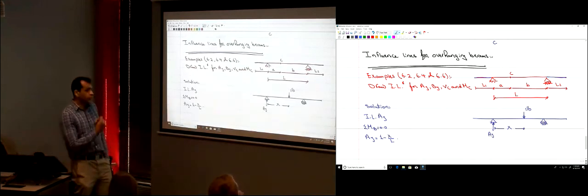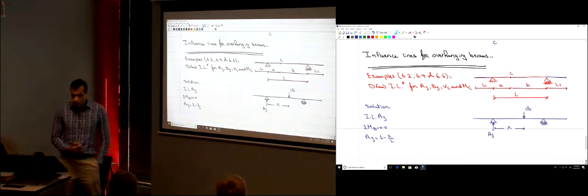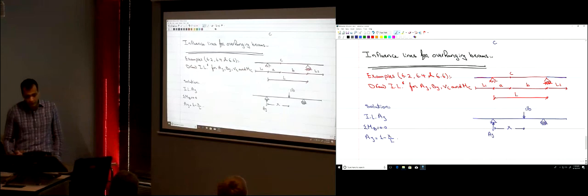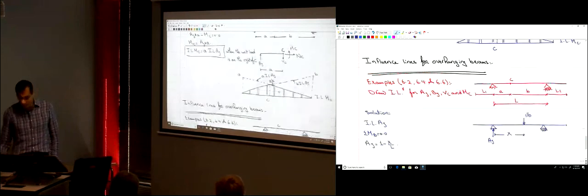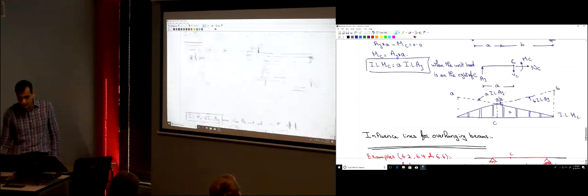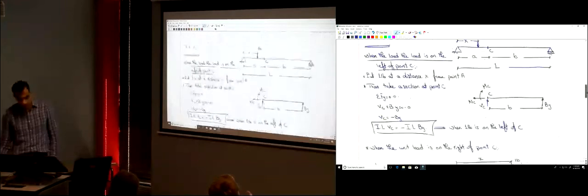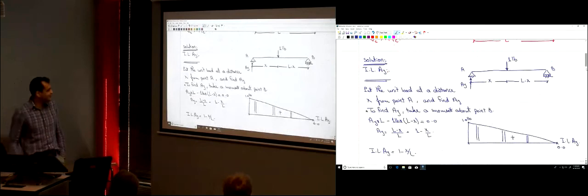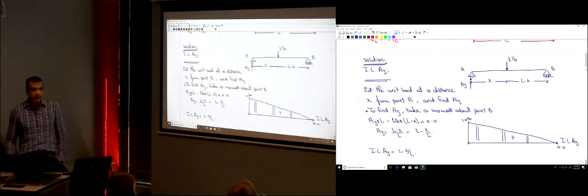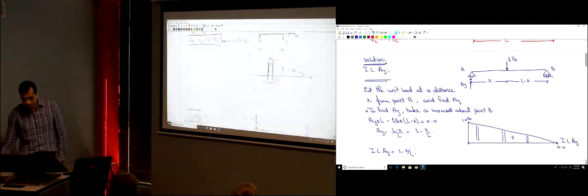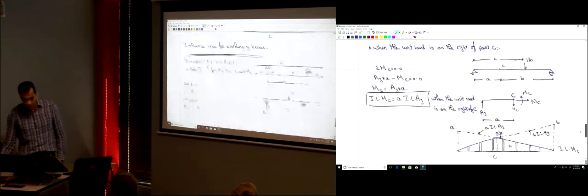X is measured from point A, okay? So when you compare this equation to the equation that we had previously for the simple beam, it's the same, 1 minus x over L. And x is measured from the support A, okay? The only thing that we have here is this function. So let's draw it now.